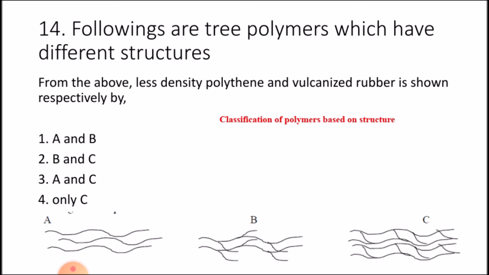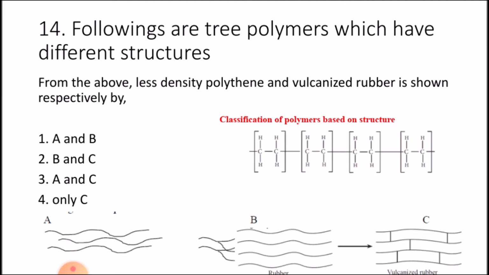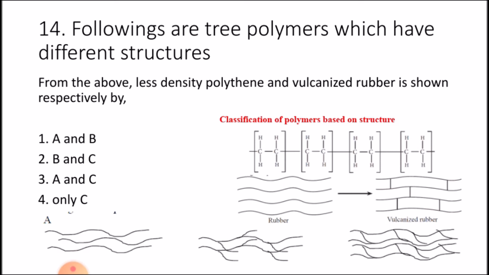If you consider polythene, it has a linear chain like this. And if you consider vulcanized rubber, vulcanization is performed using sulfur. When the sulfur is added into the rubber, it forms crosslinks. Therefore, the answer is A and C.